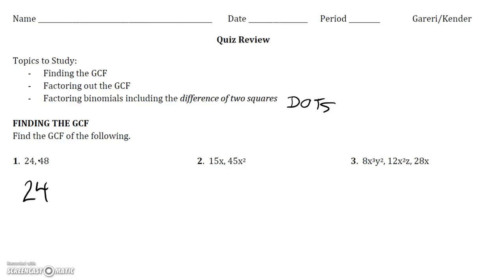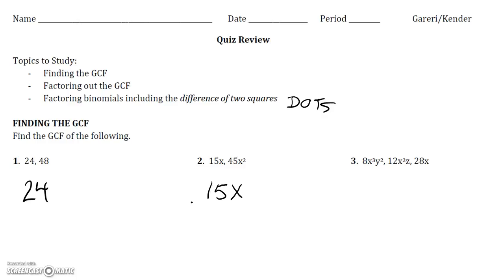We have some variables included now, so we have to include those in our GCF. Looking at 15 and 45, the GCF between those two numbers is 15. Again, you can make your factor trees if you need to. And this one has an x, this one has an x squared. They share an x. So therefore the GCF is 15x.